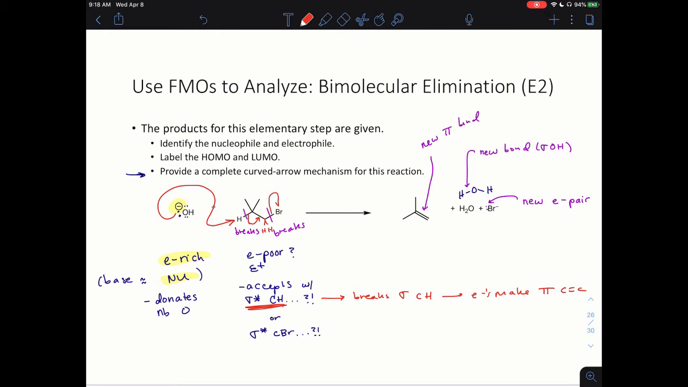And now when you make this pi CC, you're going to have 5 bonds to that carbon. Oh no. So instead, we break that CBr bond. So that does fill up sigma star CBr. And so that breaks the sigma CBr. And then those electrons end up as a new lone pair on bromide. Whew, that's a lot.